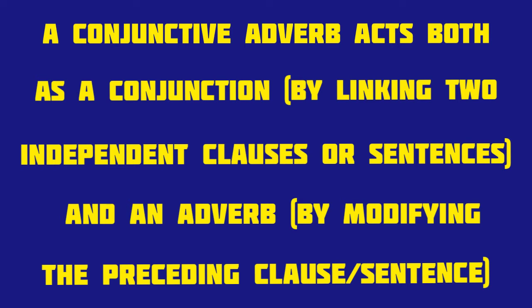And when it joins two independent clauses or two sentences, it occurs in the second clause or the second sentence and modifies the preceding or the first clause or the first sentence. And in this way, a conjunctive adverb acts as an adverb. Conjunctive adverbs are also known as adverbial conjunctions.